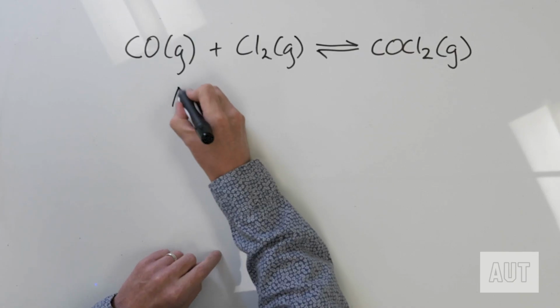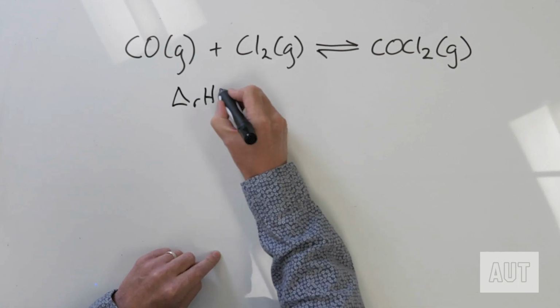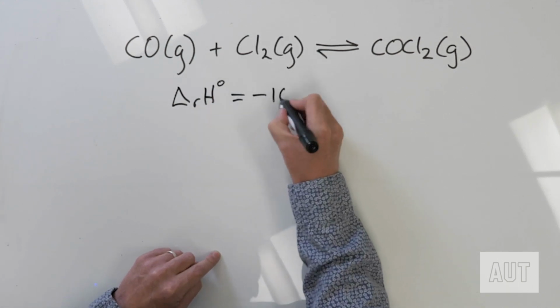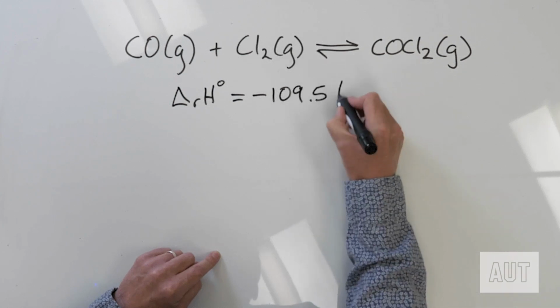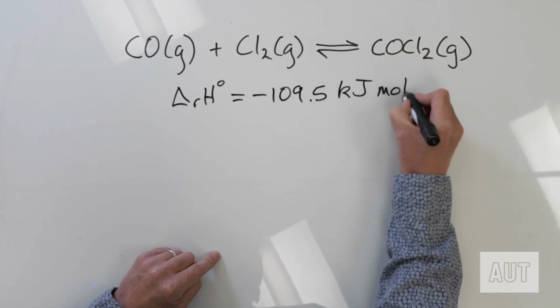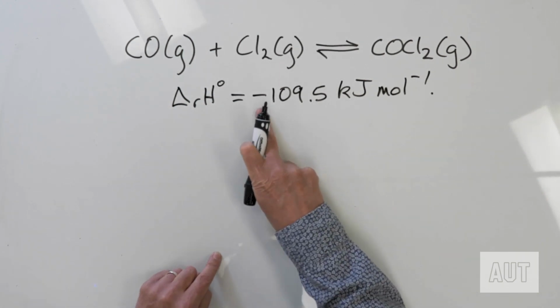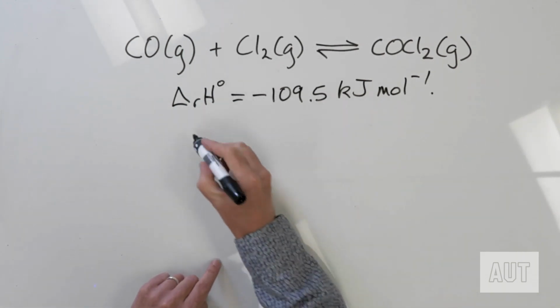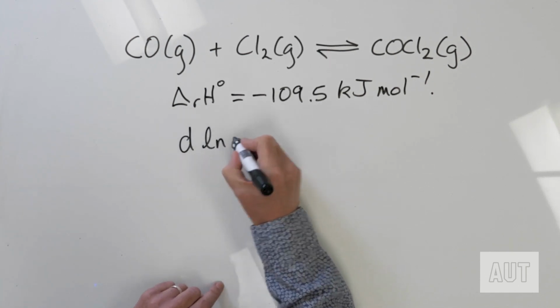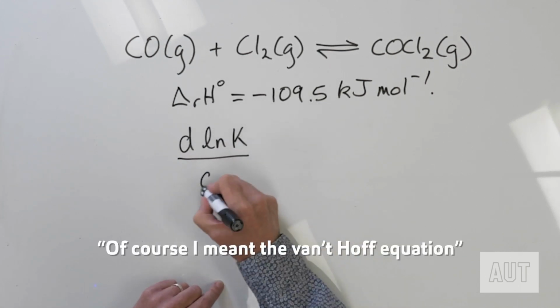And the final one, what happens if we change the temperature? Okay? What happens if we heat the reaction mixture? And the one thing that we need to know in order to answer this question is that delta rH for the forward reaction is equal to minus 109.5 kilojoules per mole. Okay? And knowing that, in particular knowing the sign of this, tells us which way the reaction is going to move, because we have this thing called the van 't Hoff equation.